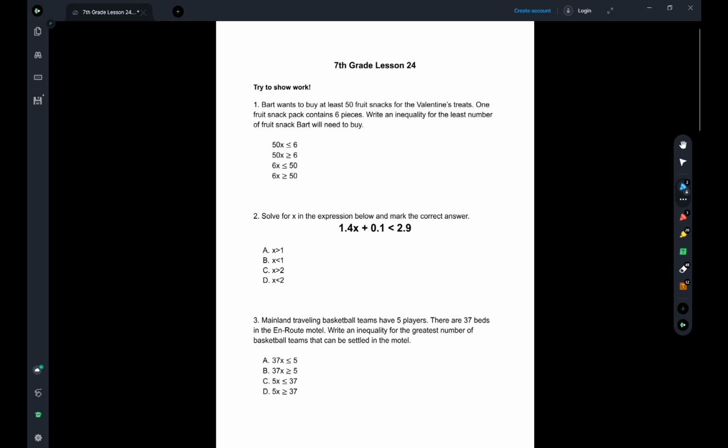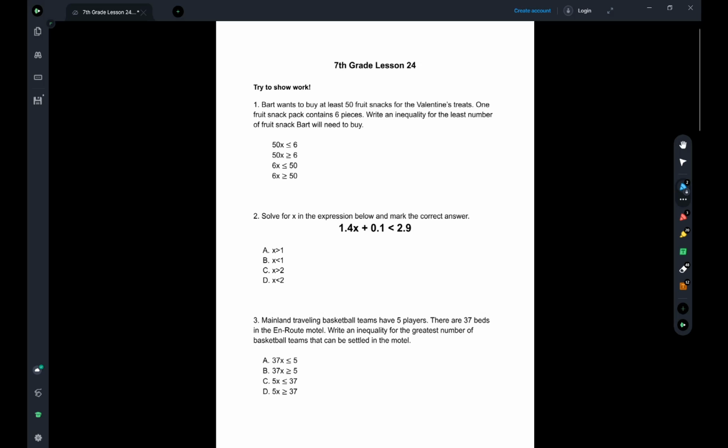So let's start off with number 1. Number 1 says Bart wants to buy at least 50 fruit snacks for Valentine's treats. One fruit snack pack contains 6 pieces. Write an inequality for the least number of fruit snack packs Bart will need to buy.